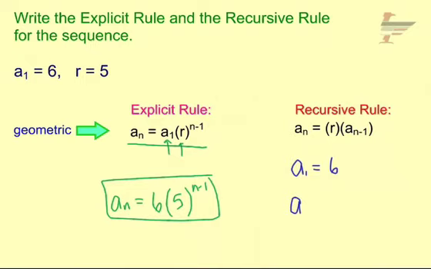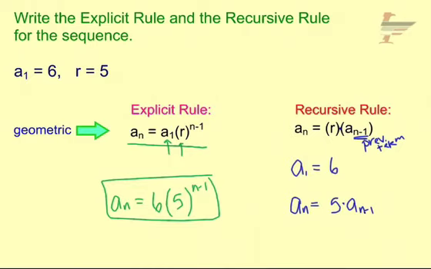and then we can do the rule. So what the rule tells us, now that we know the first term, is what are we going to do to that 6 to get the next term? Let's remember when we see this a sub n minus 1, that's just another way of writing the previous term. So the rule tells us you take the previous term and multiply it by your ratio. Since we know the ratio is 5, we're going to say the rule is take 5 and multiply it by your previous term, which is a sub n minus 1.